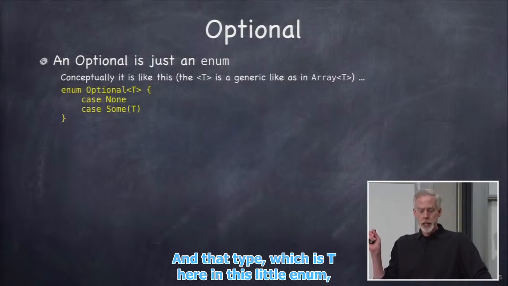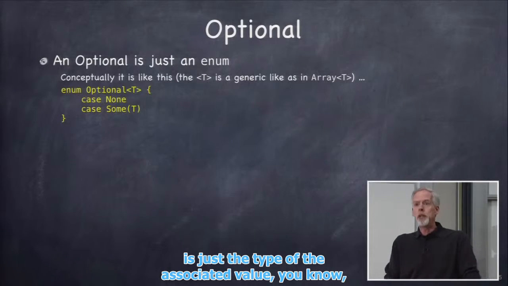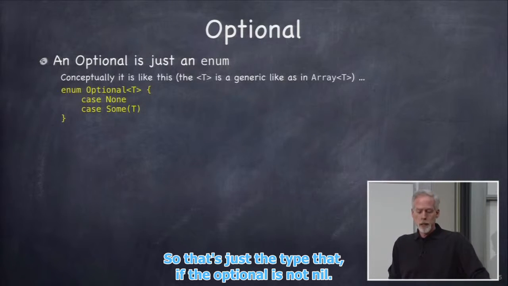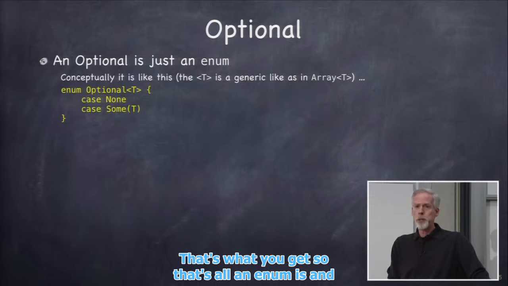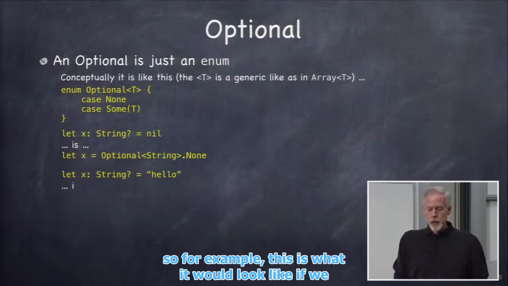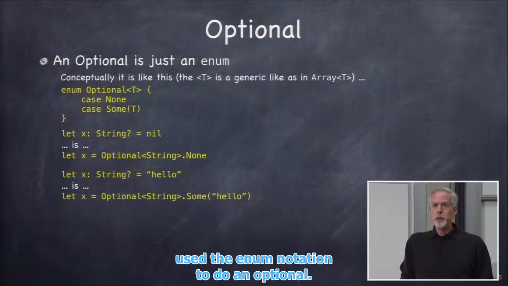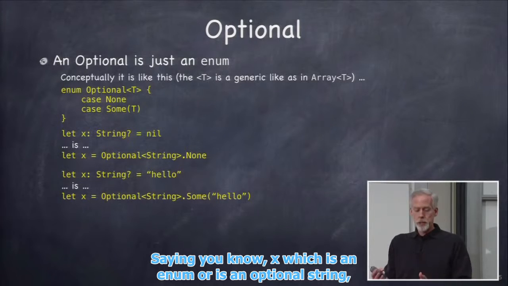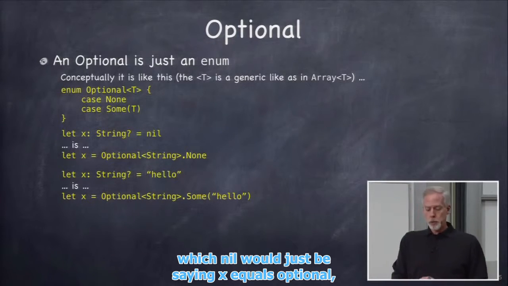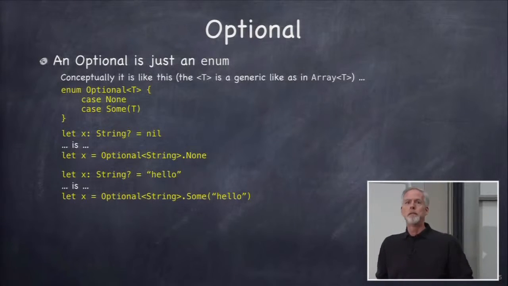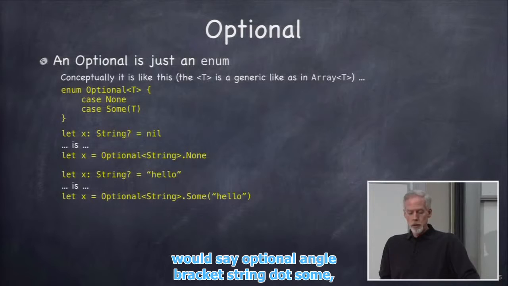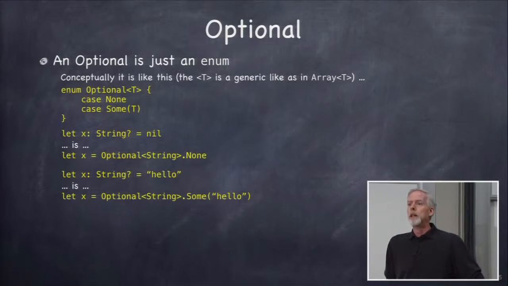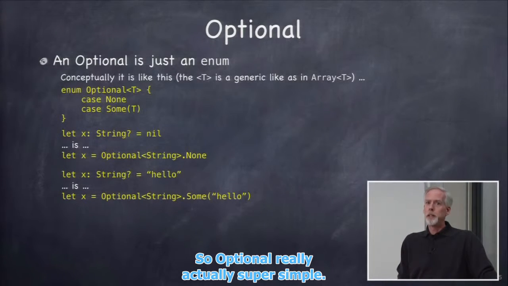And that type, which is T here in this little enum, is just the type of the associated value. You know that enums can have associated values. So that's just the type that, if the optional is not nil, that's what you get. So that's all an optional is. And so, for example, this is what it would look like if we used the enum notation to do an optional. Saying x, which is an optional string, equals nil, would just be saying x equals Optional<String>.none. Or if you're setting it to not be none, you would say Optional<String>.some(the associated value), which would be "hello". Does that make sense? So optional is really actually super simple.